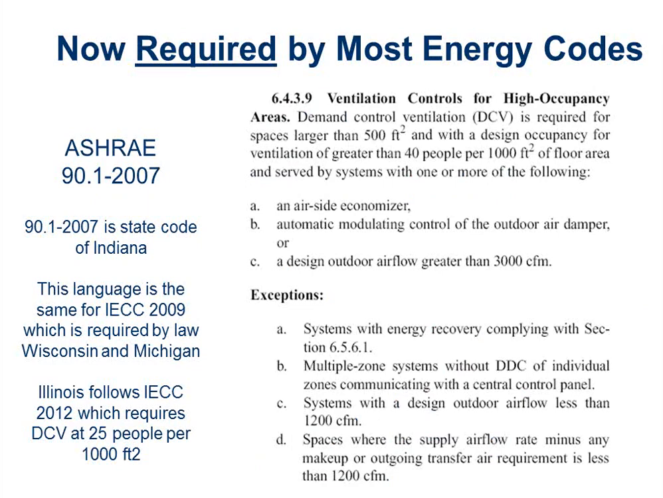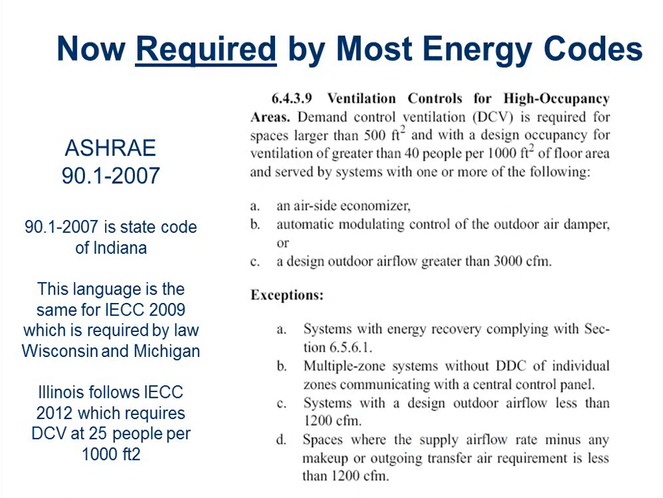Indiana files 90.1 2007 exactly, so it's exactly what it says here on the screen. If you are from Wisconsin and Michigan, like several of you are, you file the International 2009 code, which is the exact same language on this screen as well. So Indiana, Michigan, Wisconsin, this is your code.